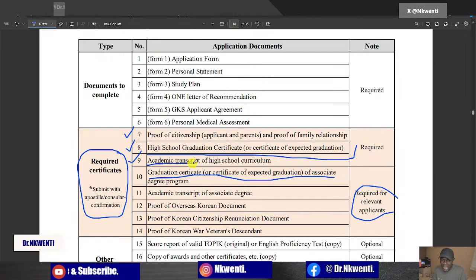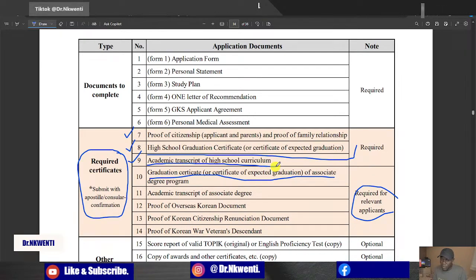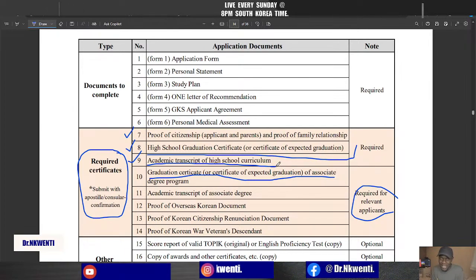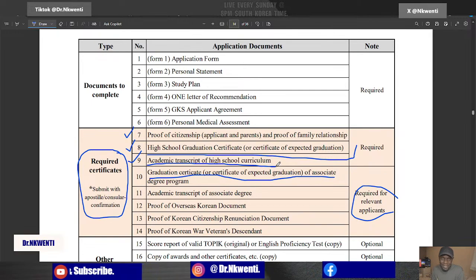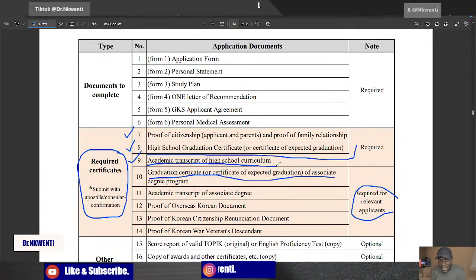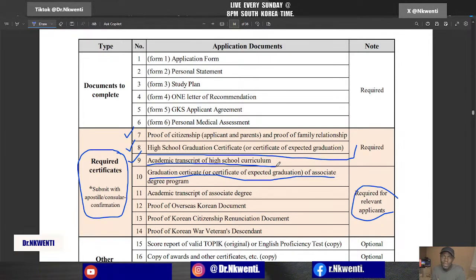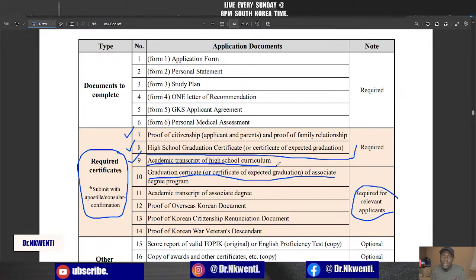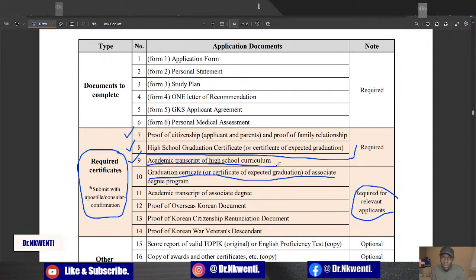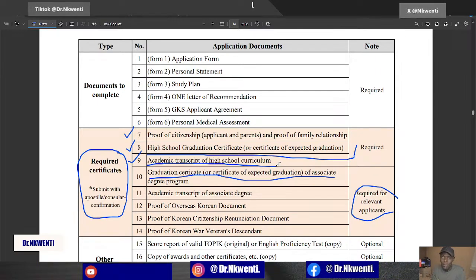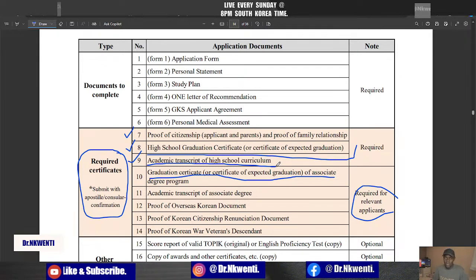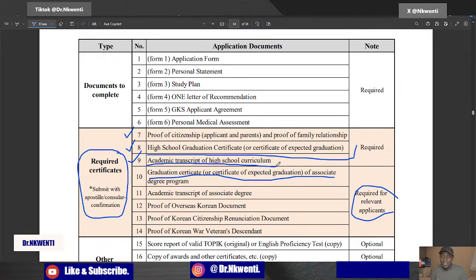And then the next one, academic transcripts of high school curriculum. Those are required documents. It does not say diploma. You can finish high school and then go for a diploma. It's okay. But if you want to apply for the Global Korean Government Scholarship, make sure you provide your high school grades or transcript document. And also make sure you provide your graduation certificate that says that you've graduated from high school. Follow the instructions of the scholarship.